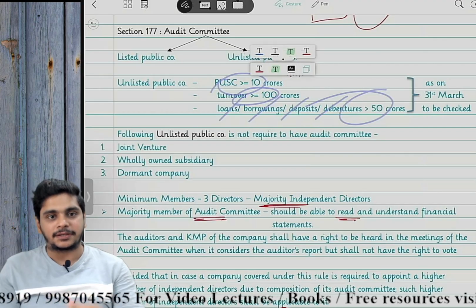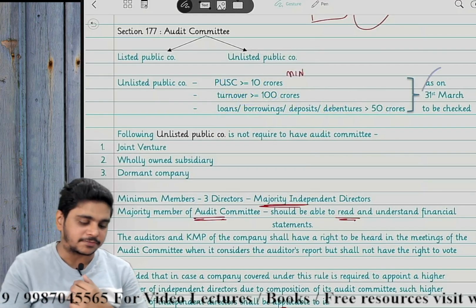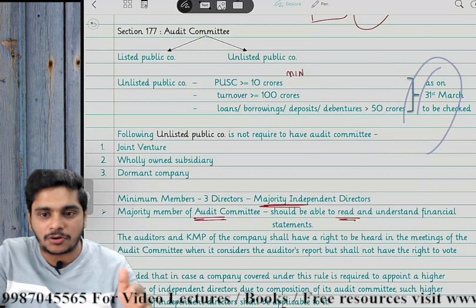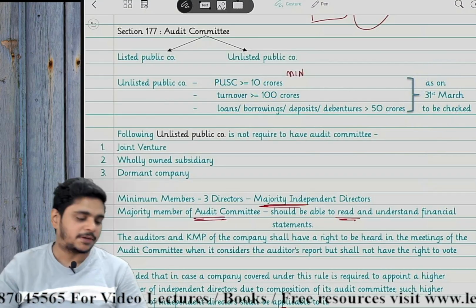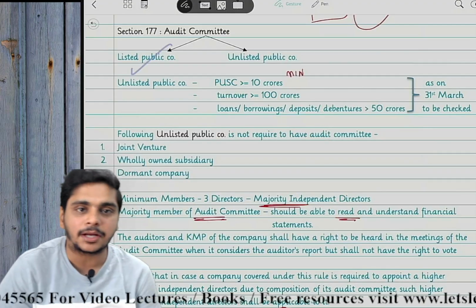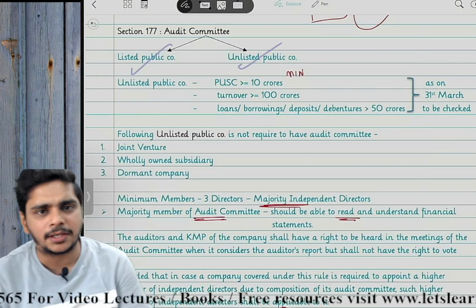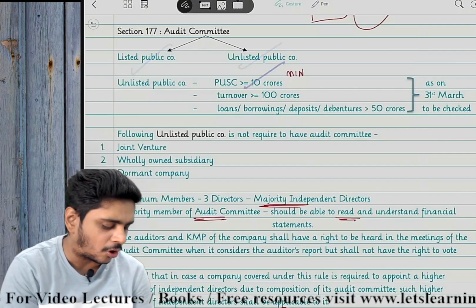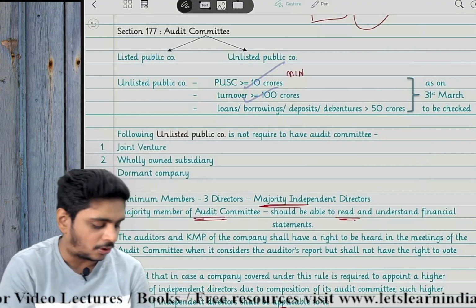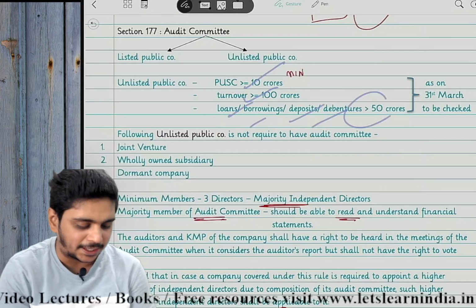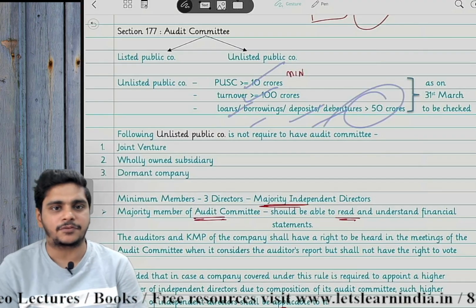Now all this data, as of which date do you have to see? As on 31st March of the last year. So it's applicable to every listed public company. Number 2, it's applicable to an unlisted public company with capital minimum 10 crore or turnover minimum 100 crore or loans, borrowings, deposits, debentures exceeding 50 crores, as on 31st March.